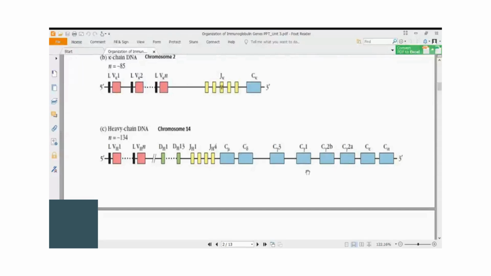See the constant region domains that are present in the 3' end of the genetic segment, which is spread out into different segments with introns in between. The first two genes of the constant region are always C mu, and next to it is C delta. The constant region for IgM, and the constant region for IgD.